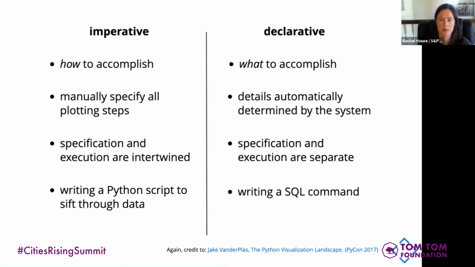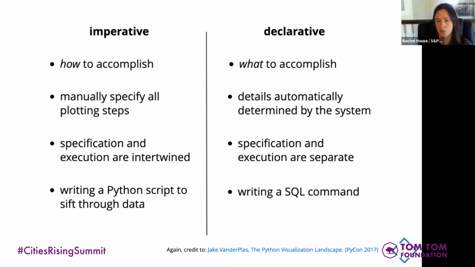When we consider the differences between imperative and declarative approaches when it comes to making visualizations, there are a couple useful distinctions. The most notable is that an imperative style uses instructions on how to implement a graphic versus what to implement for the graphic. To help conceptualize this, compare writing a Python script to sift through and process data, which is an imperative approach, to writing a SQL command to query that data directly, a declarative approach.